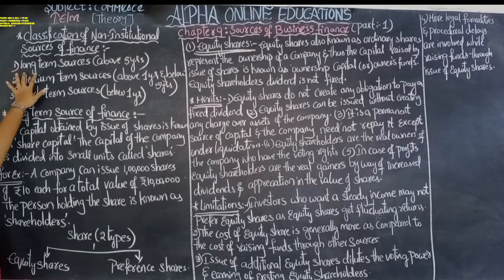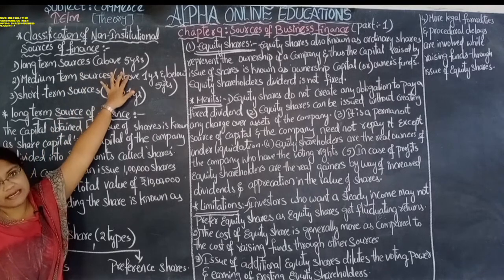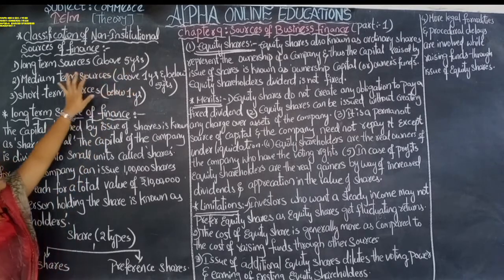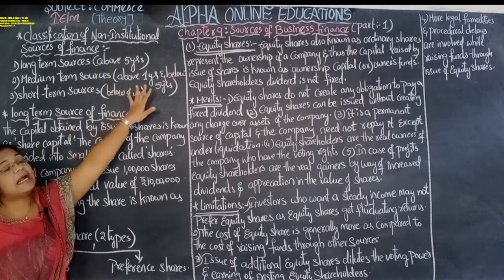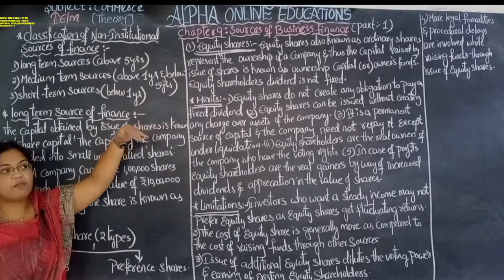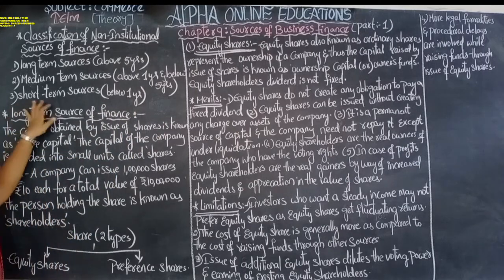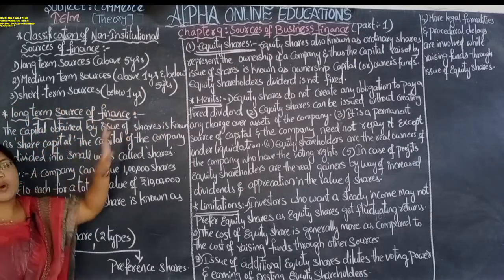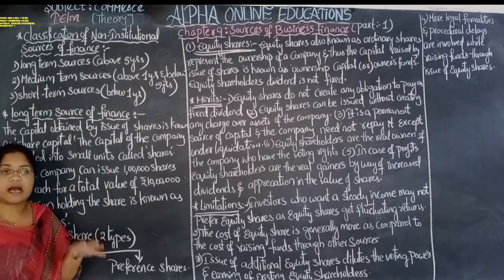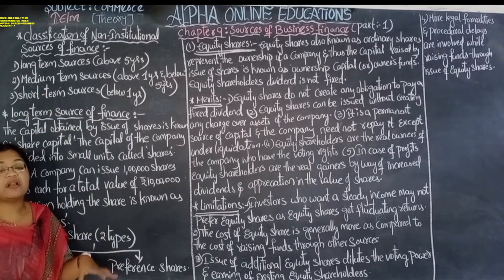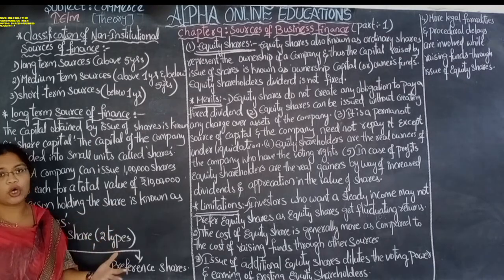The first source is the long-term source, that is above 5 years in time duration. The medium-term source is above 1 year and below 5 years. The short-term source is below 1 year. So these are the sources by which we can raise the capital, which is very important for the business in order to incorporate.